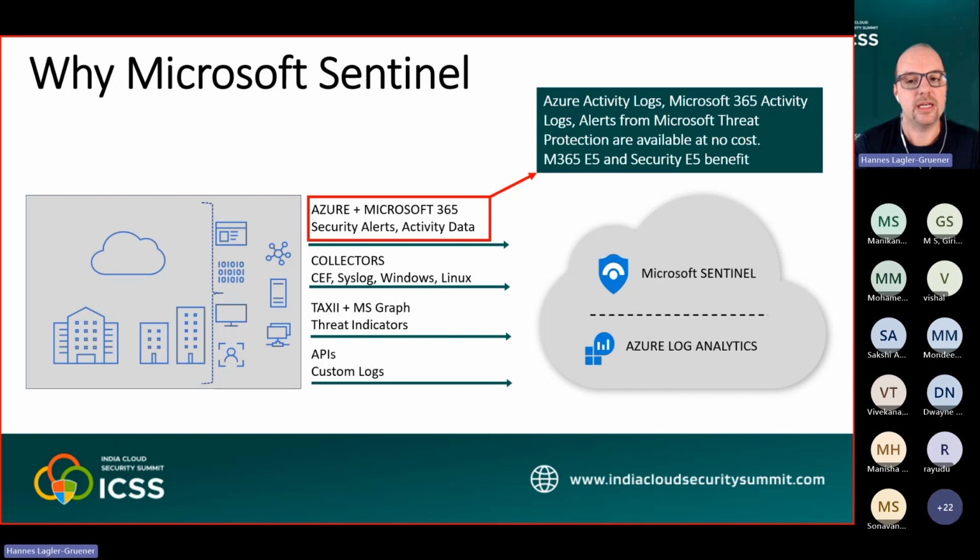So you never pay for Azure activity logs. You never pay for Microsoft 365 activity logs. So if you want to connect Exchange Online, Teams, SharePoint, you have the ability to use this connector, and it's also for free. And at the end, alerts from Microsoft Threat Protection are also for free. So this is the important part here: only the alerts, not the raw data from Microsoft Defender XDR solutions, for example. And at the end, if you have a Microsoft 365 E5 license with a Security E5 license on top, you also have a benefit of 5 GB per user per day. Okay, I'm sorry, not 5 GB, 5 MB. Okay, so that's it from the connector perspective.